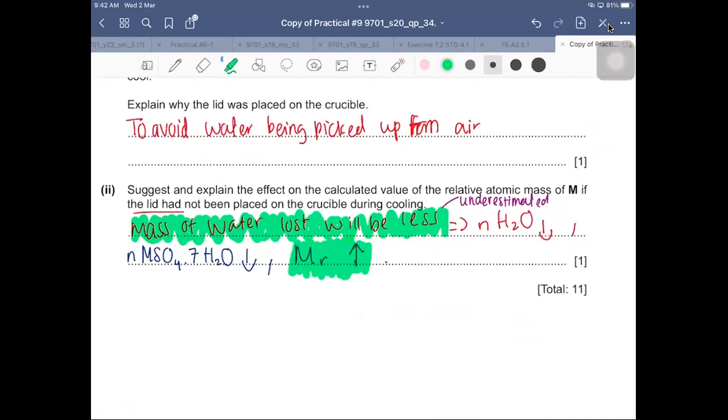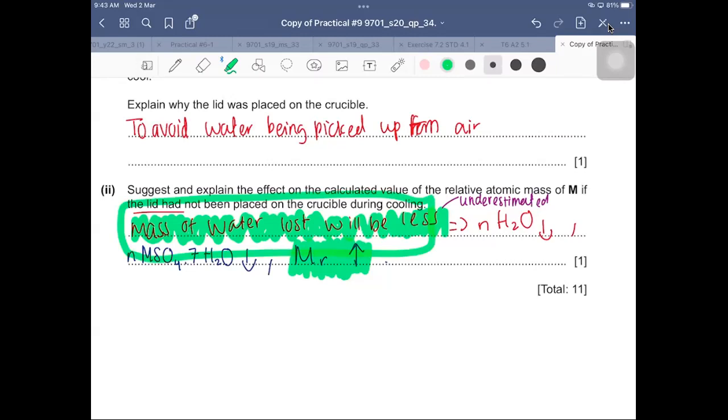But if you think that you do not have time to go through all this thinking, with one mark, I say you have a 50% chance of getting it right. Either you say your MR will increase or your MR will decrease. But of course, sometimes we want explanation as well. It's a little bit difficult to understand.